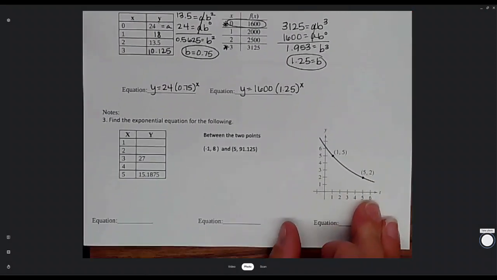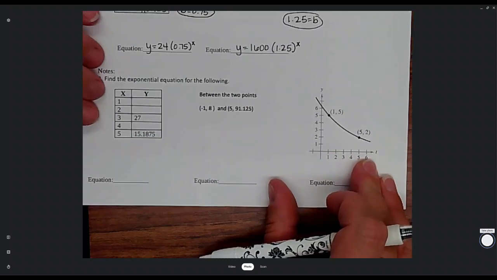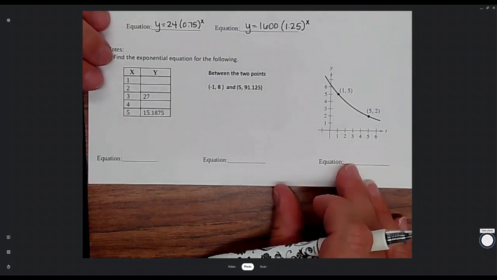All righty, let's see this next set, last couple here. Okay, so this one, it says find the exponential equation for the following. Okay, so here we have another table. Notice it doesn't say fill in the table. We just have to figure out the equation, right?